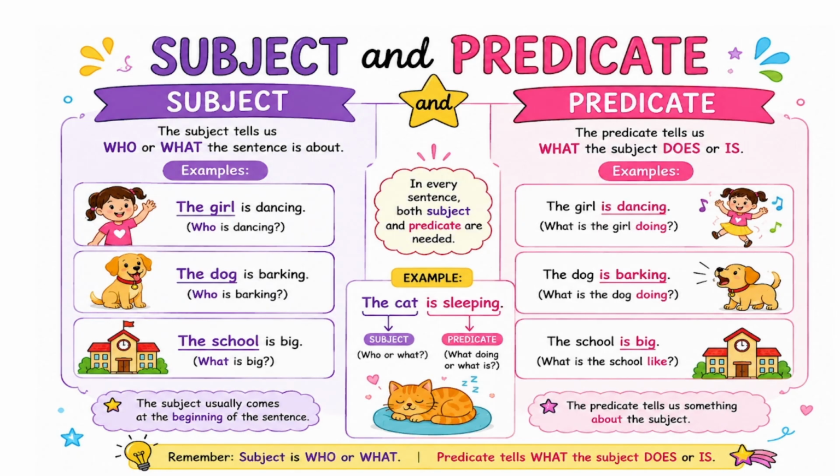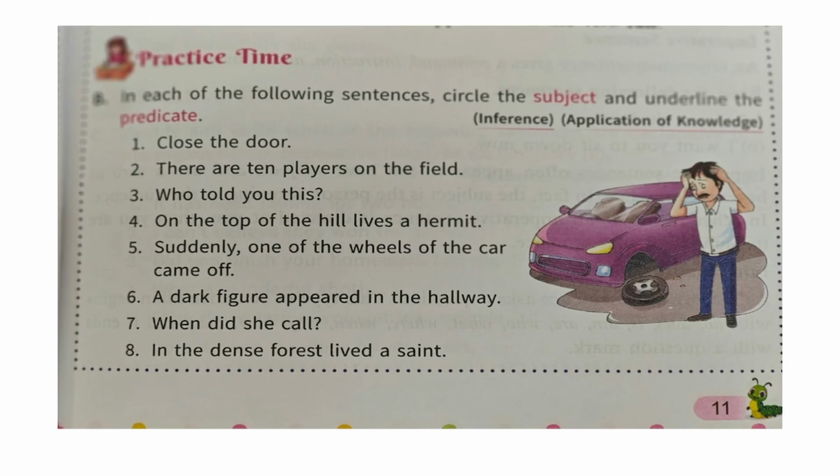See, when you are very small, then maybe such examples can come, but as you grow higher, you have to learn the complex part of it. So let's do this exercise on page 11 of the book. Okay, now some statements are given to you. You have to tell the subject, okay, and the predicate as well. Now the first is close the door.